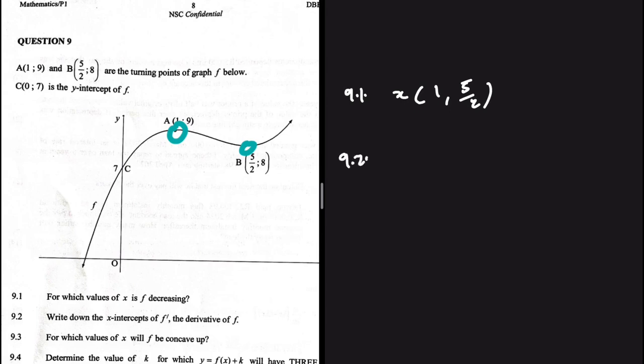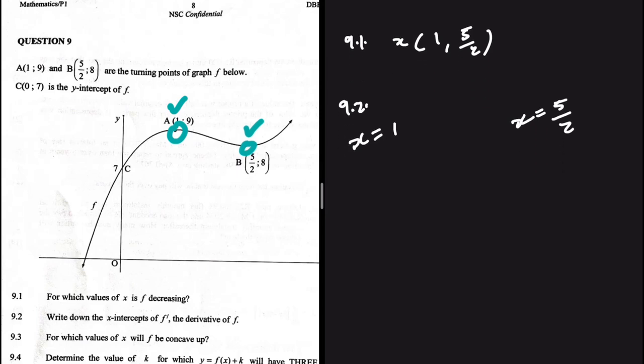What about 9.2? Write down the x-intercepts of f prime, the derivative of f. So the x-intercept, right, is at the turning point. The x-intercept is at the turning point. So when x is equal to 1, we have an x-intercept, and when x is equal to 5 over 2, we have an x-intercept. So the coordinates of the x-intercepts are: x is equal to 1, y is 0; x is equal to 5 over 2, and y is 0, right? So that is how it works. The stationary points of the cubic function will give you the intercepts of the derivative, which is the quadratic function.